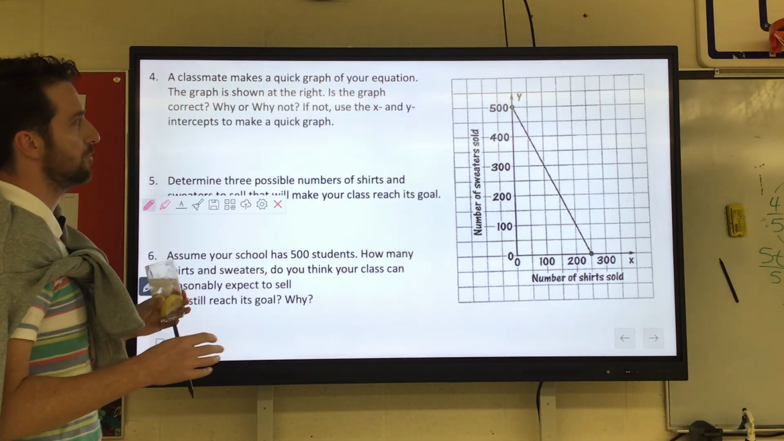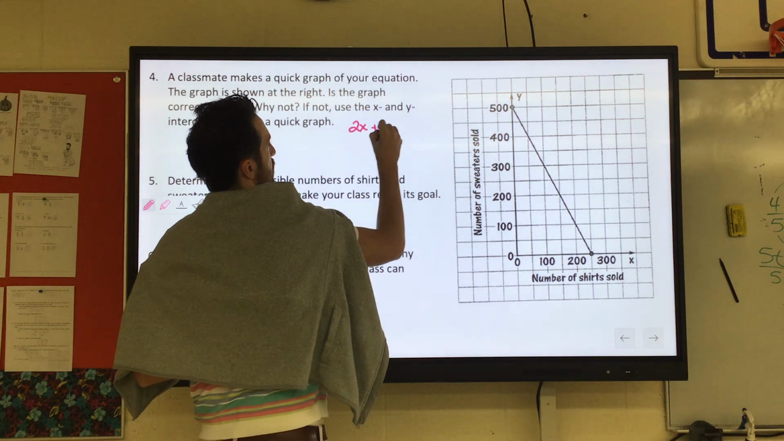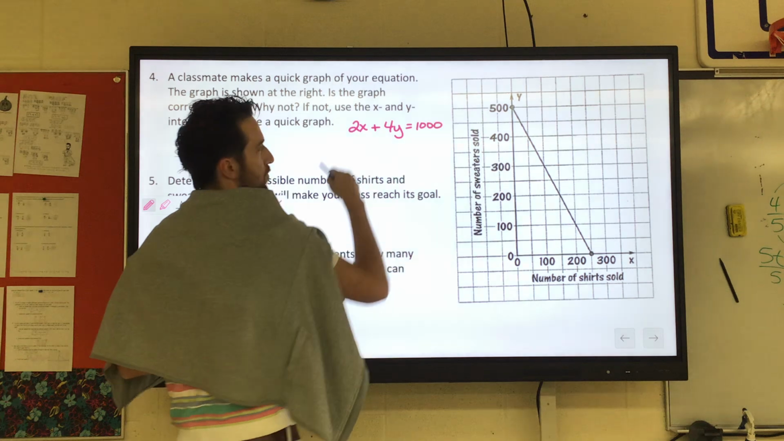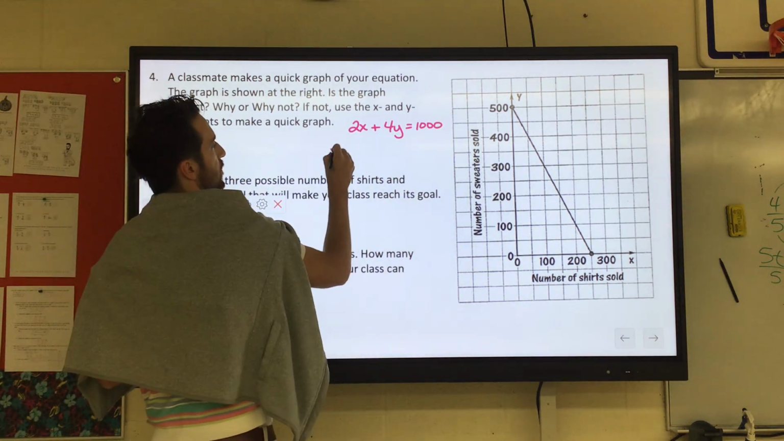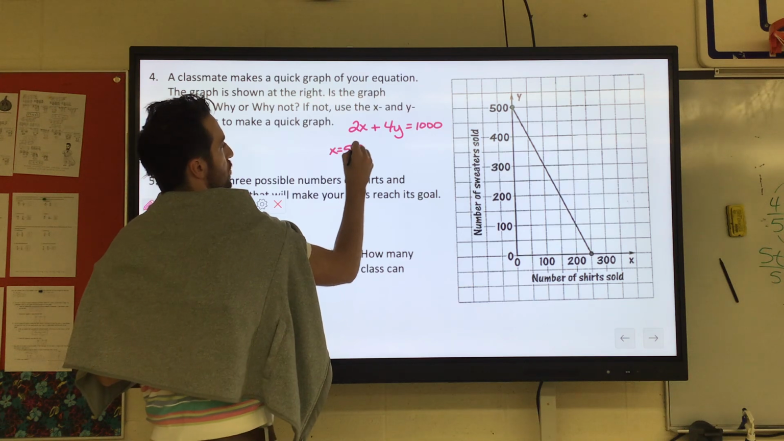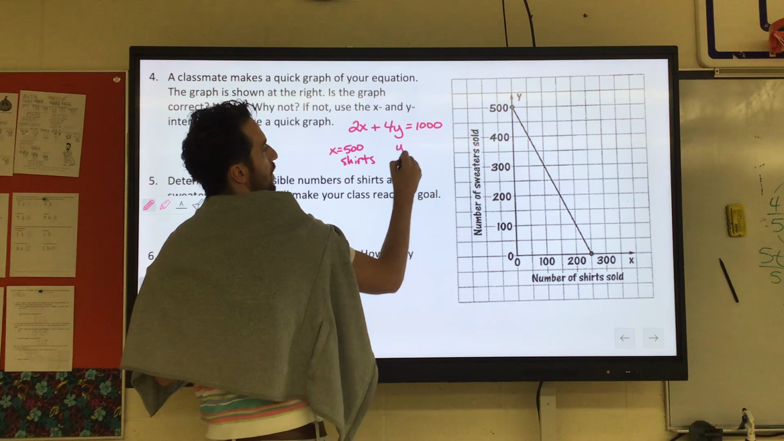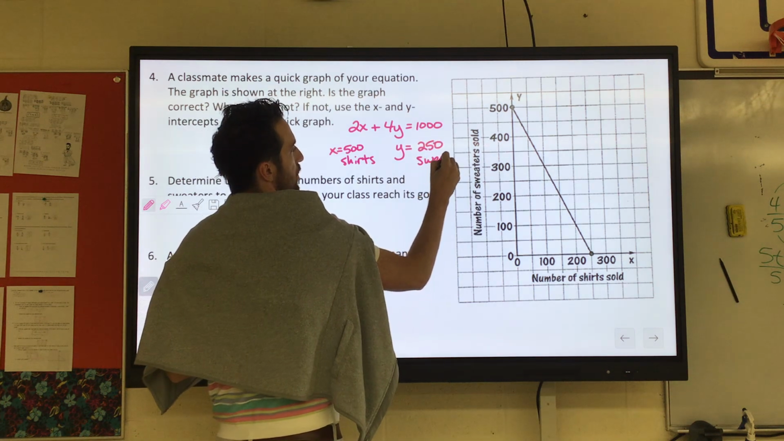So if you recall, our old equation was like 2x plus 4y equals 1,000. And the x represented the number of shirts. And we came up with x equals 500 shirts. And then for the y, it came out to y equals 250, and those were our sweaters.